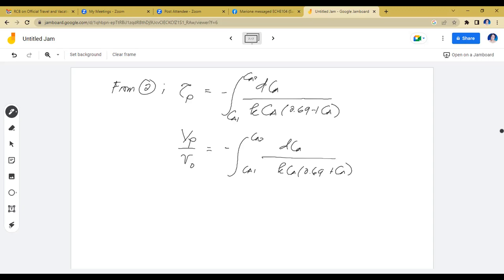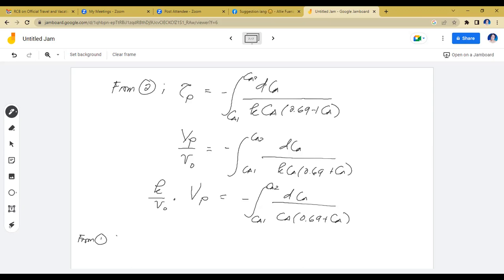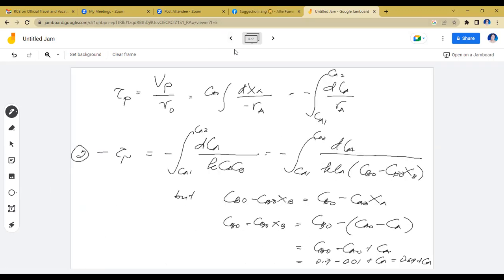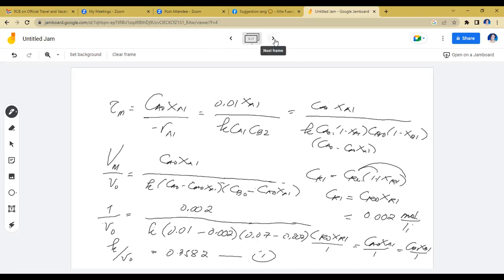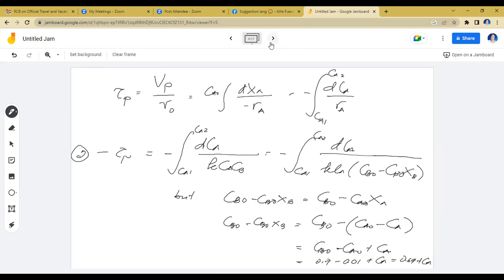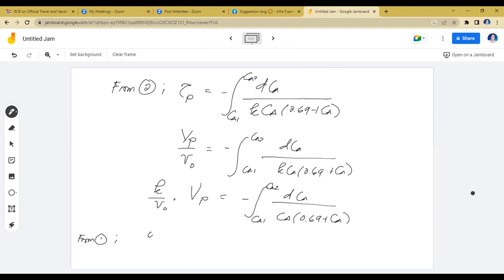Now, this K, if I transfer it here, class, it will be something like this. Your K times V sub O times the volume of the plug flow reactor, with that K transferred there, will have the integral containing the unknowns left on the right side of the equation. So you have here Ca times the quantity 0.69 plus Ca, from Ca1 to Ca2. Now, the K over V sub O from equation 1 has a value: 0.3582. So 0.3582 should be placed in here, times the volume of the plug flow reactor, which is 4 cubic feet.